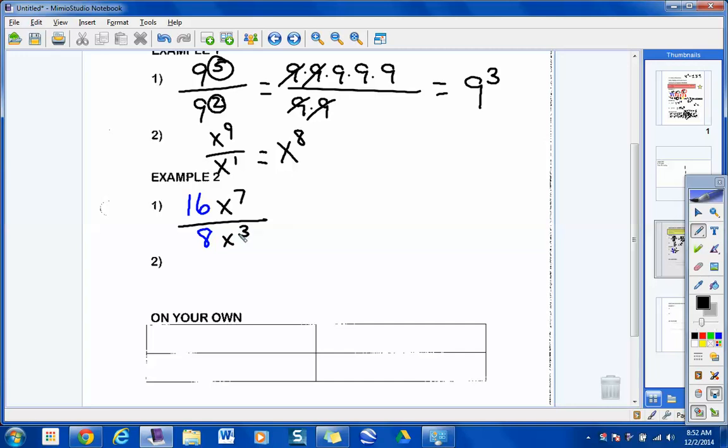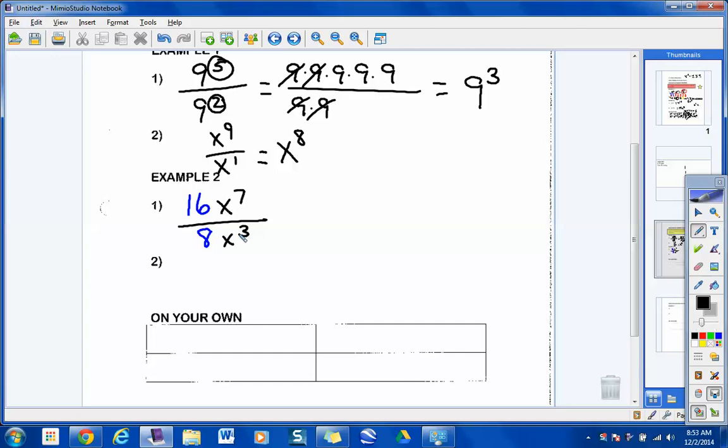What are my like bases, first of all, guys? What base is exactly alike up there? The x is exactly alike. Now, what's different here? What's the curveball I'm trying to throw by you? The 16 and the 8. The 16 and the 8 are my coefficients. In the last problem on the first page, we took those coefficients and multiplied them together, right? What do you think we're going to try to do with them? You're going to divide them, or at least simplify them in fraction form if I can.